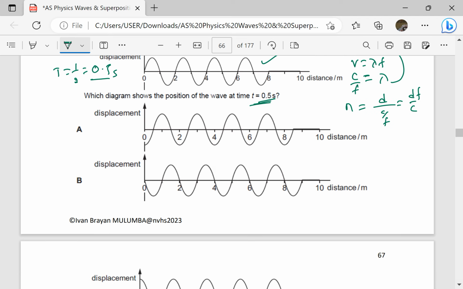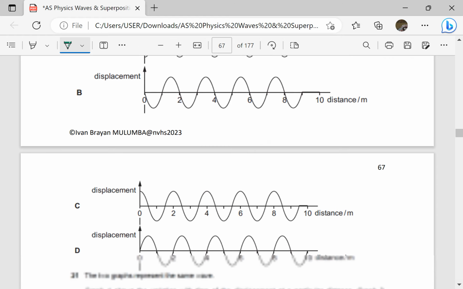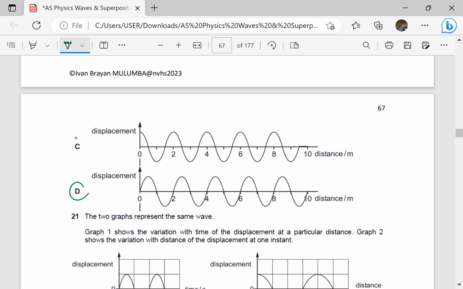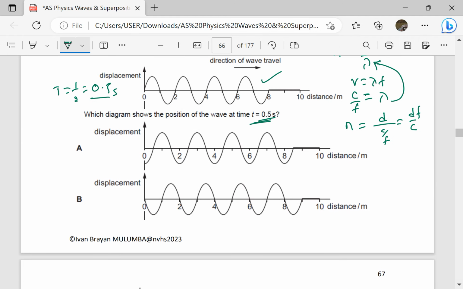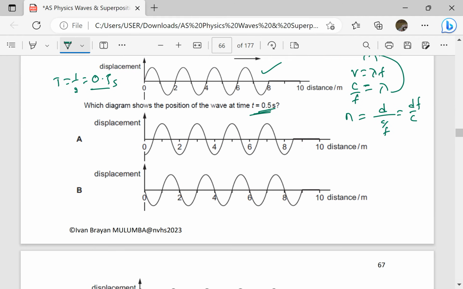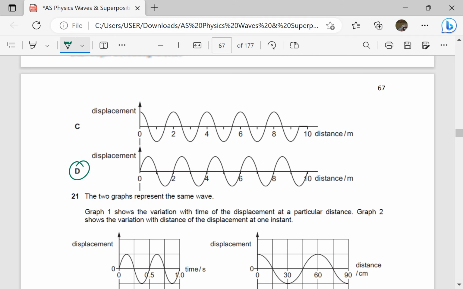Oh, that is very simple. It will be exactly the same. So this is going to be D. Exactly the same as this. It will have almost exactly the same shape as that one. So that is going to be D.